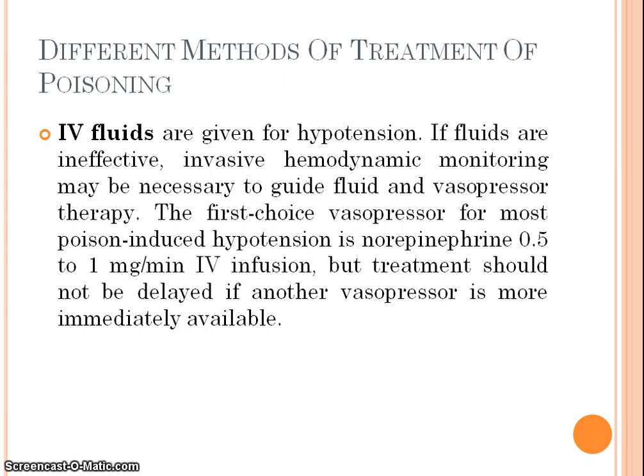Intravenous fluids are given for hypotension. If fluids are ineffective, invasive hemodynamic monitoring may be necessary to guide fluid and vasopressor therapy. The first choice vasopressor for most poison-induced hypotension is norepinephrine, 0.5 to 1 milligram per minute intravenous infusion, but treatment should not be delayed if another vasopressor is more immediately available.